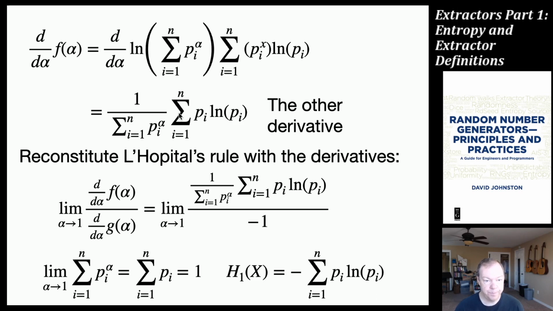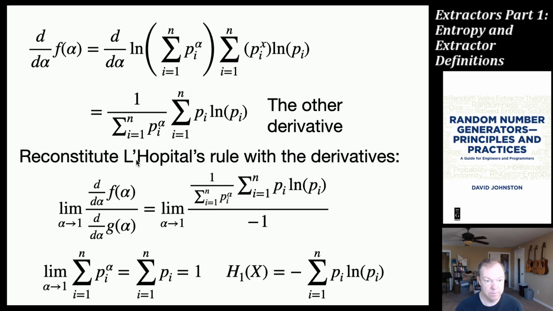And this part here becomes, because it's a log, 1 over that. So this goes into the denominator, and this part, because the exponent is going to 1, becomes just the sum of p_i. So this is the other derivative.